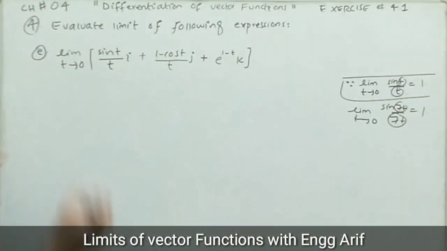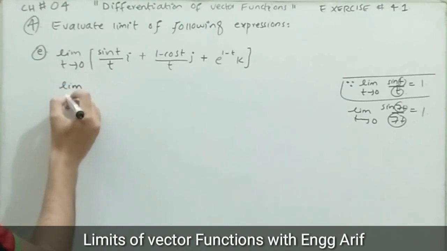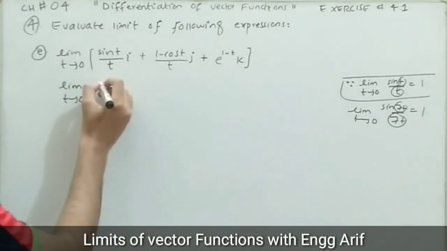Now by applying the limit at each and every term, it becomes limit t approaches 0, applying the limit on this term.